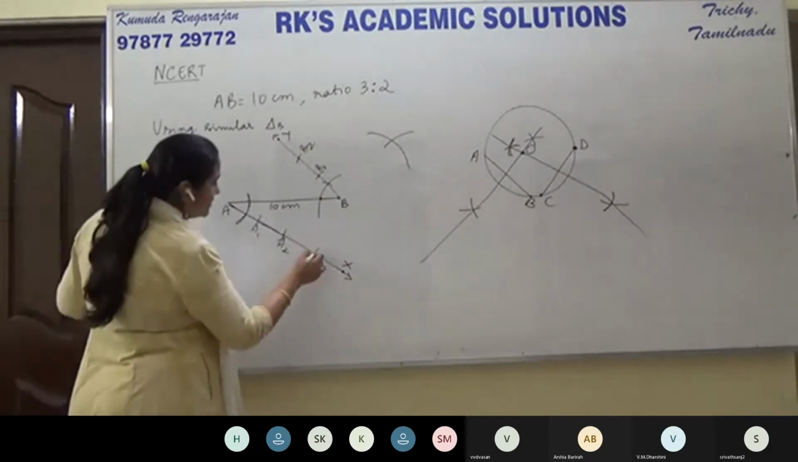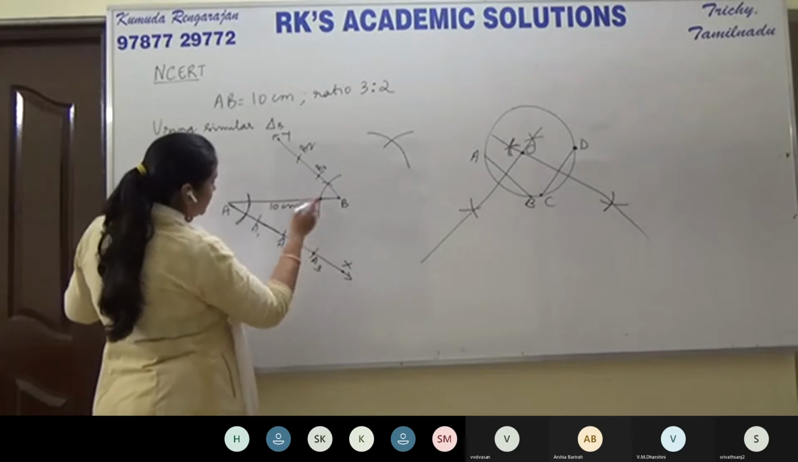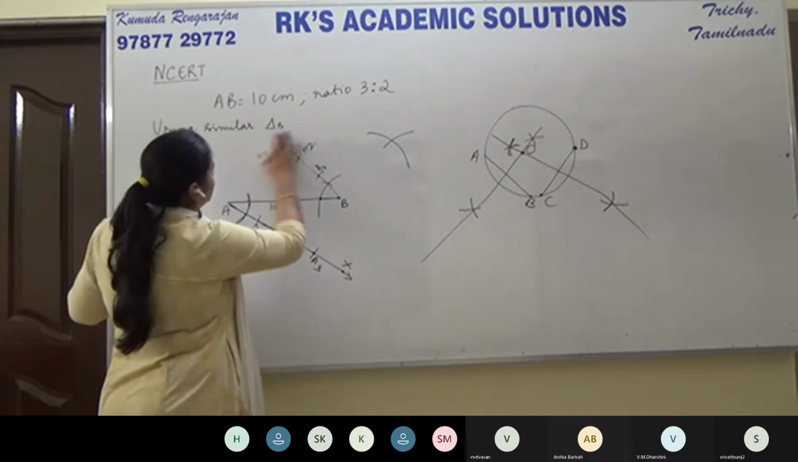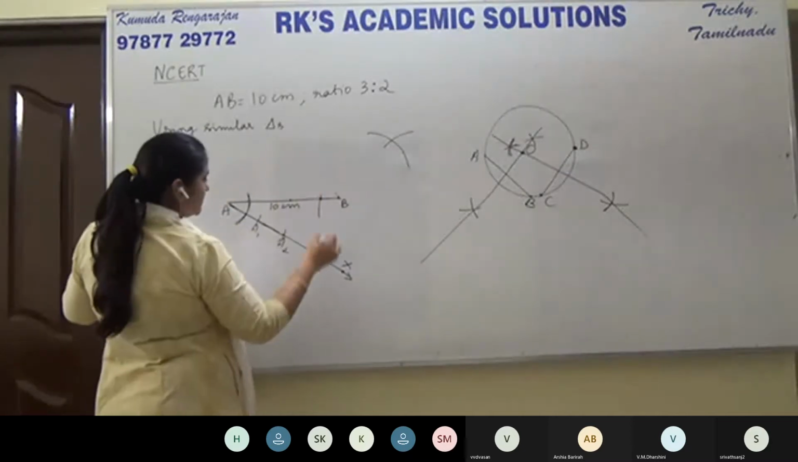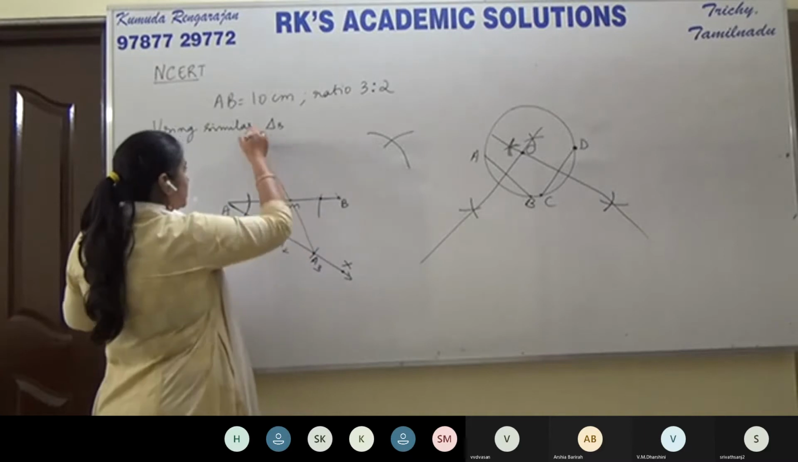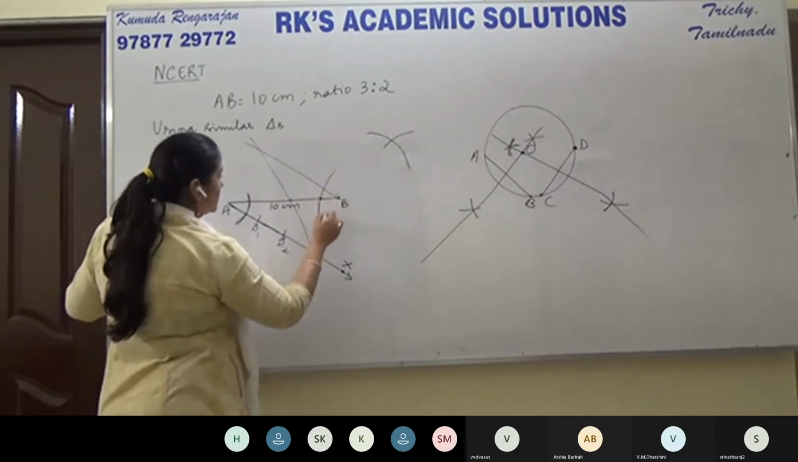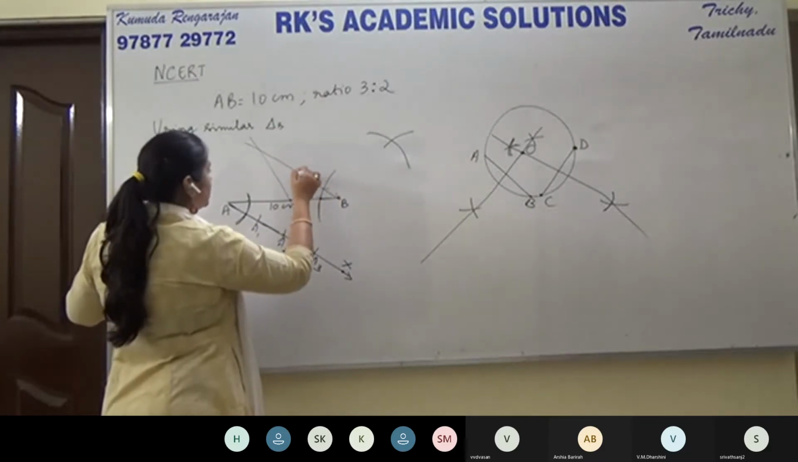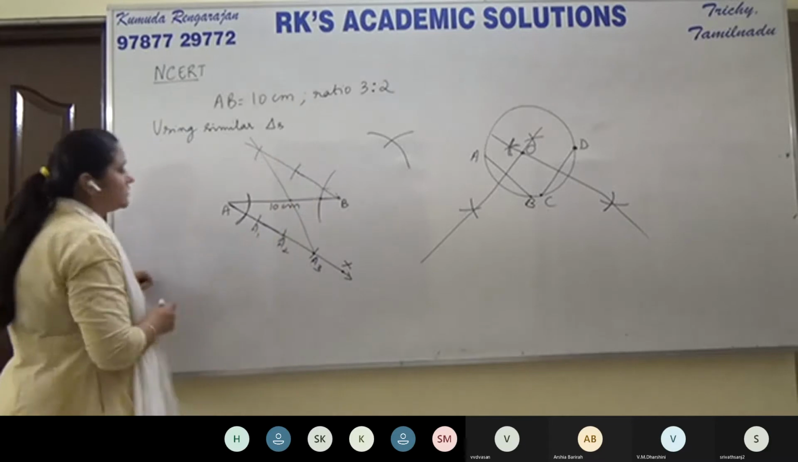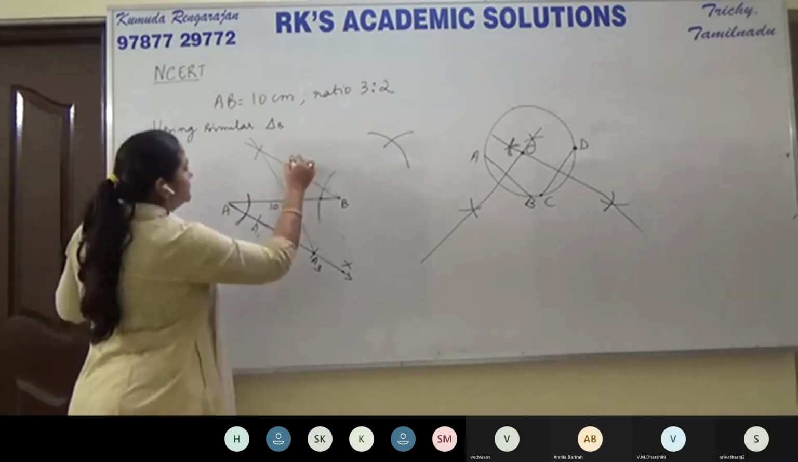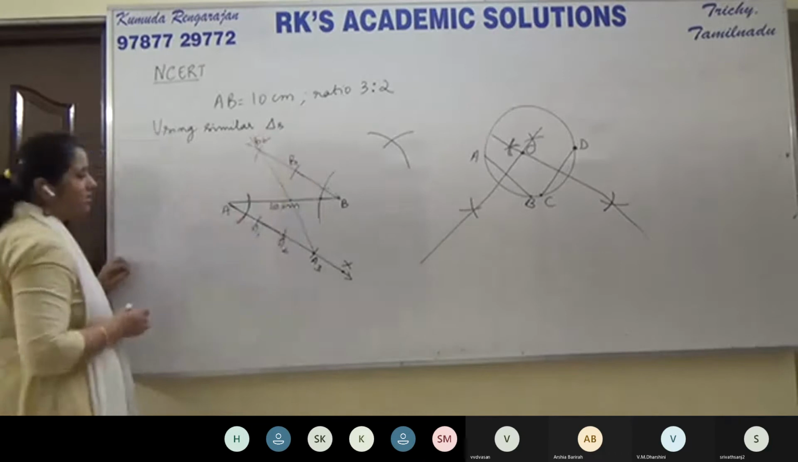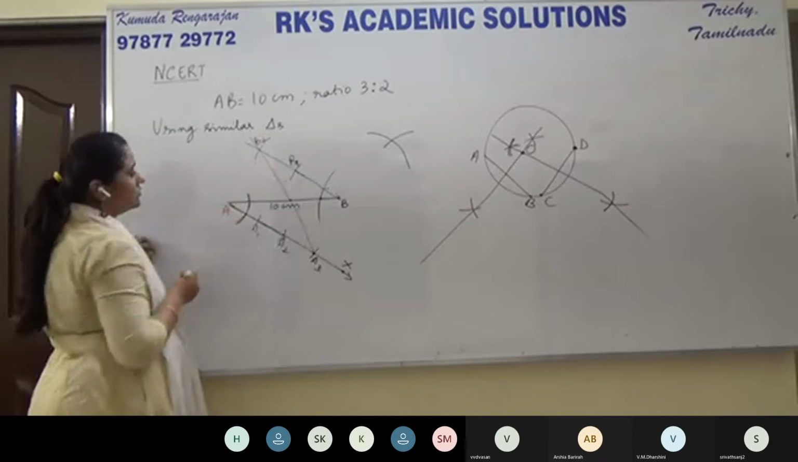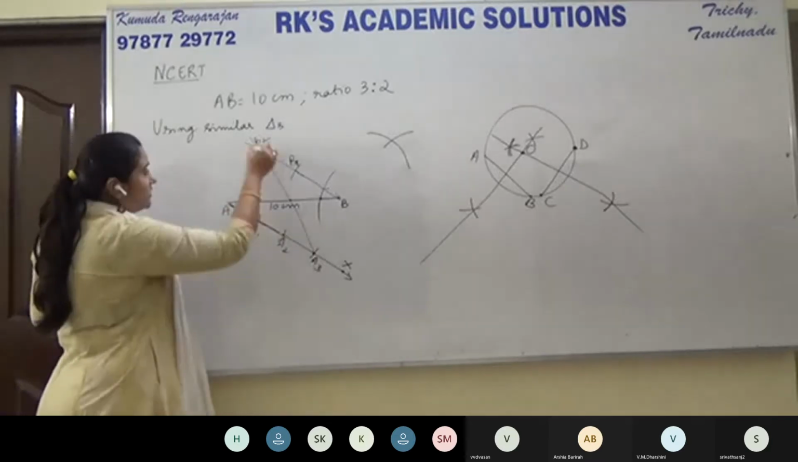Now join A3. Now for me, it will not look like 3:2, let me just modify it. Okay, so join A3, B2. Join A3, B2.